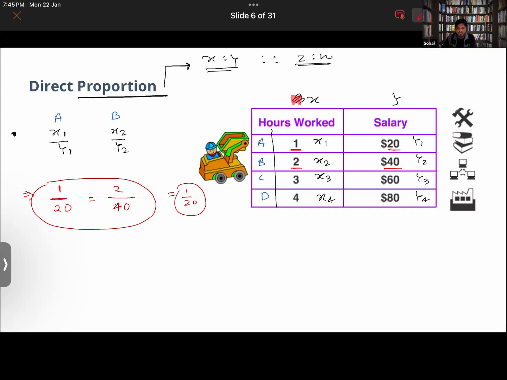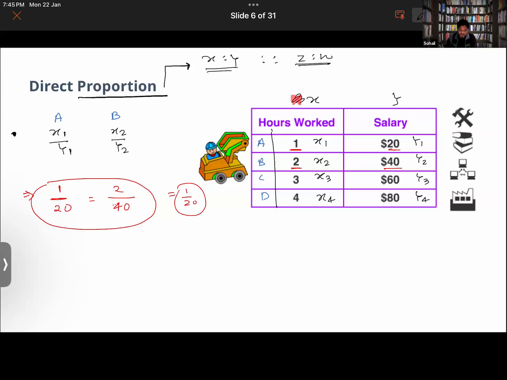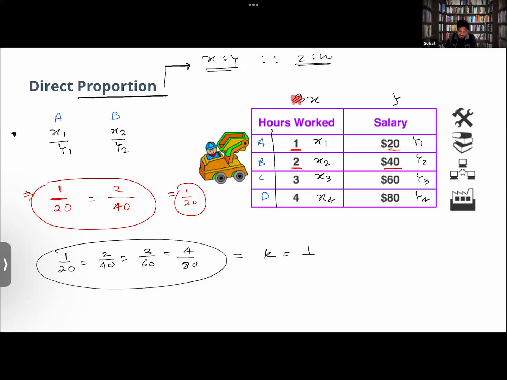It's always a constant. Exactly. Now if you were to take C also, whether you have taken C and D also in this, we will still get 1 upon 20. You can check that. 1 upon 20 equals 2 upon 40 equals 3 upon 60 equals 4 upon 80. All of that gives a constant value. That is 1 upon 20. Getting it or not?